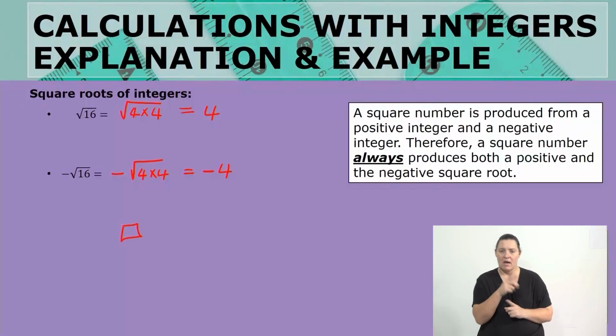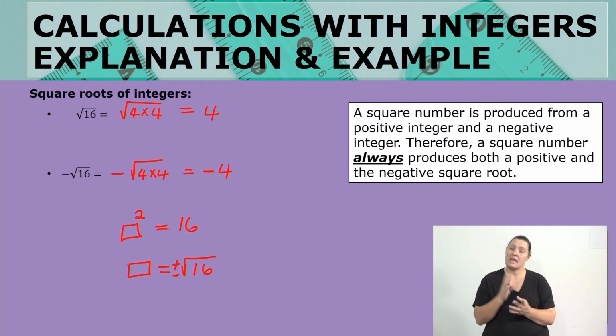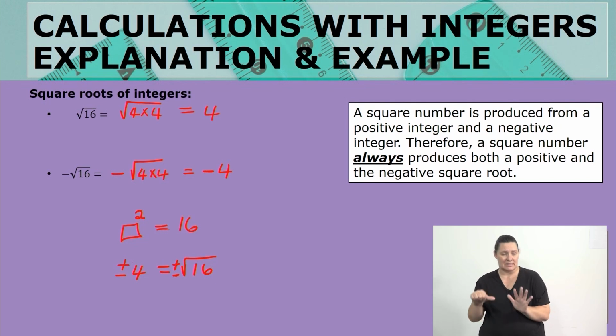If I am given a situation where I am asked that a certain number squared will give me 16, we don't know what that certain number is. We don't know if it is a positive 4 or a negative 4. So what does this mean? It means that the square root of 16 can either be the positive or the negative. This means that that certain number will be either a positive 4 or a negative 4. So the square root of 16 can either give me a positive 4 or a negative 4.